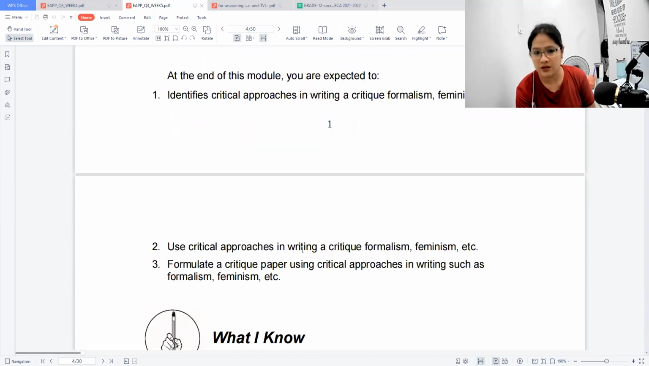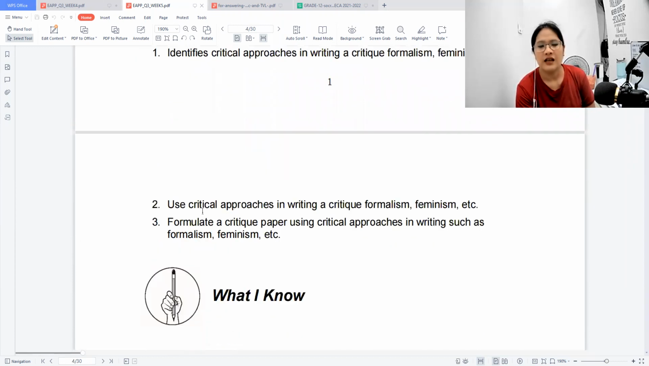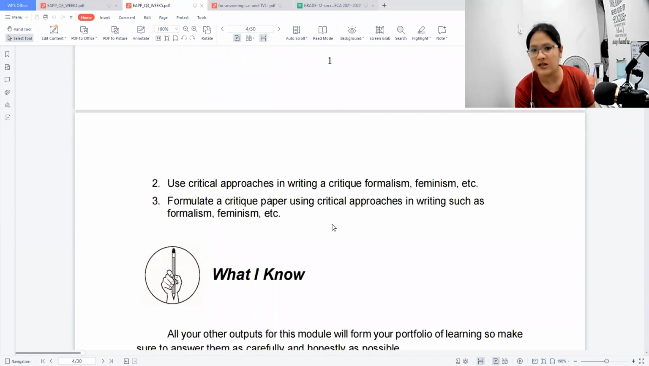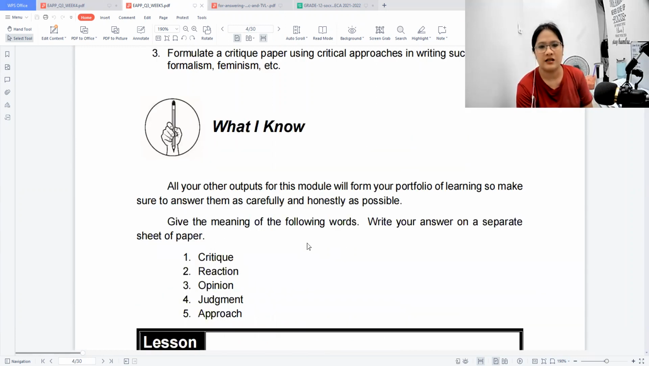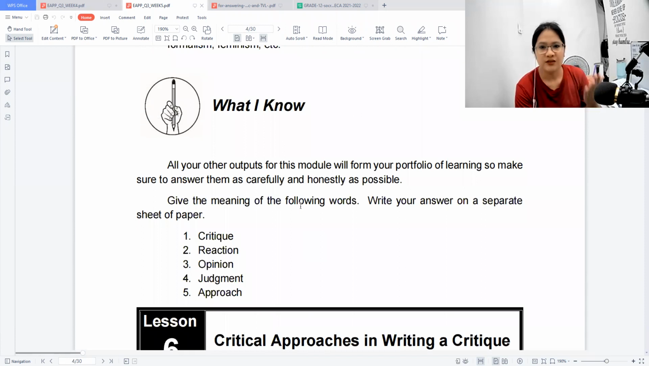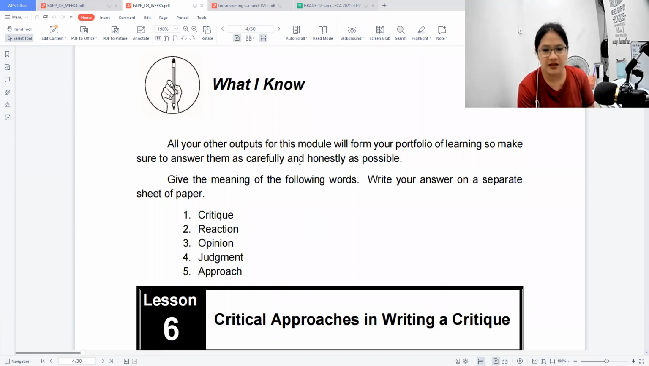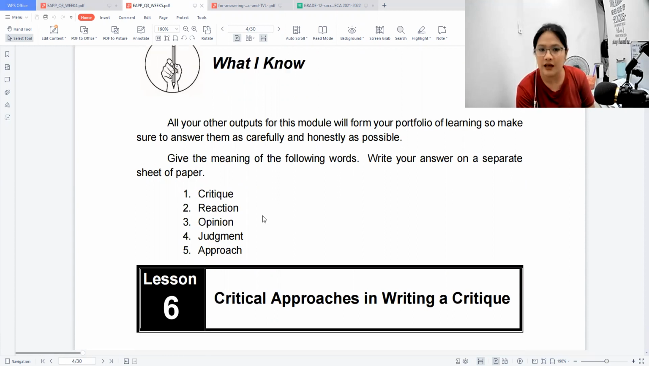Use critical approaches in writing a critique and formulate a critique paper using these critical approaches in writing, such as the given critical theories. So for this one, you could just answer them in your respective portfolios, okay? So give the meaning of the following words. So critique, reaction, opinion, judgment, and approach.